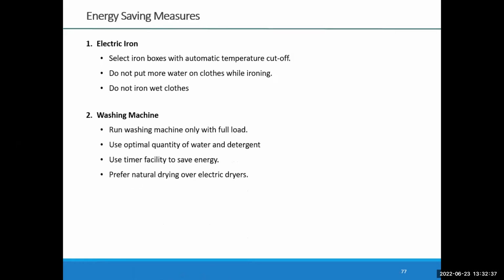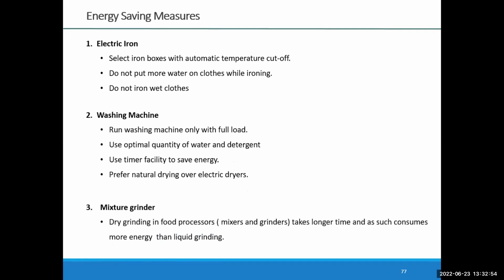Washing machines. Run the washing machine only with full load. That is optimum utilization of the equipment. Use optimal quantity of water and detergent. Use timer to save energy. Prefer natural drying over electric dryers. So when there is good sunlight, natural drying is obviously preferred.